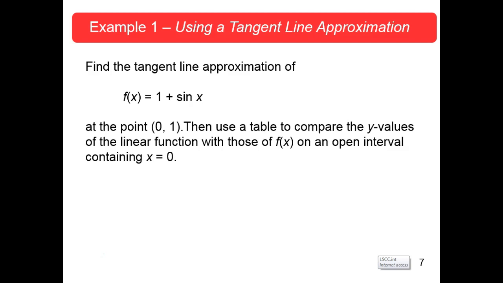And 1 plus 0 is 1. So sure enough, (0, 1) is a point on that curve. Then it says, use a table to compare the y values of the linear function with those of f of x on an open interval containing x equals 0. We'll get to that later. Let's first find the tangent line approximation.